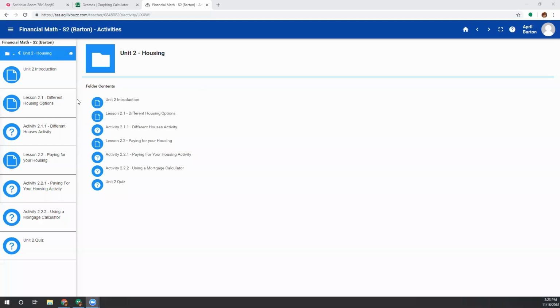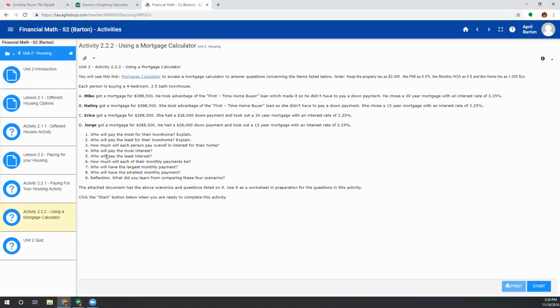So in this semester 2 of financial math, one of the assignments a lot of students have trouble with is this unit 2, especially when you have to use the mortgage calculator. When you go through, there's a couple different versions.